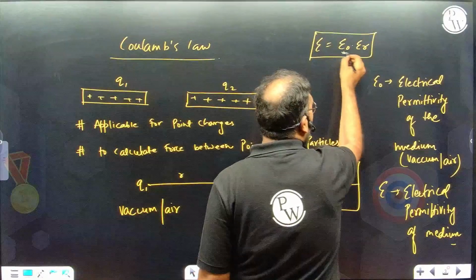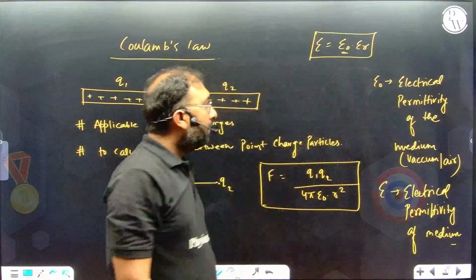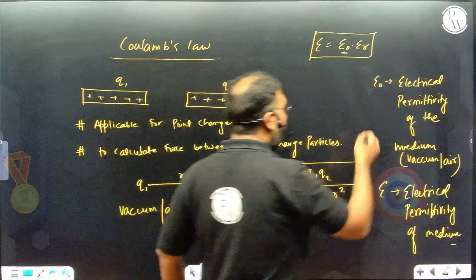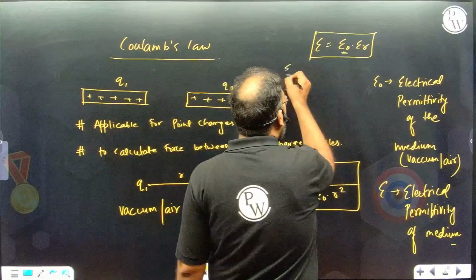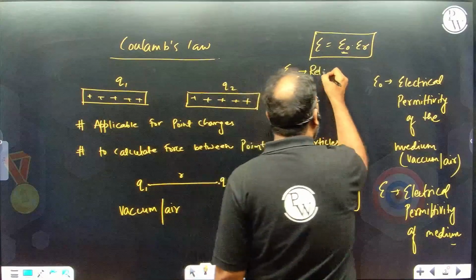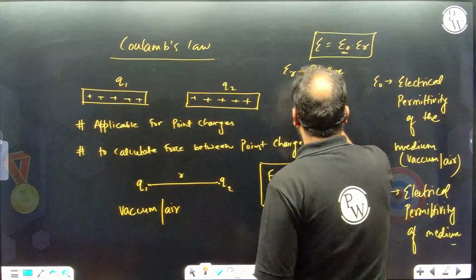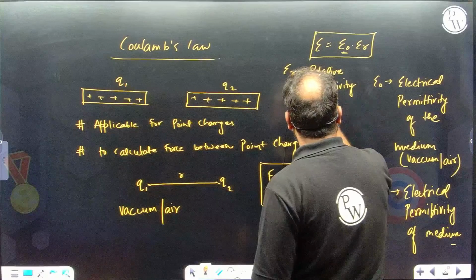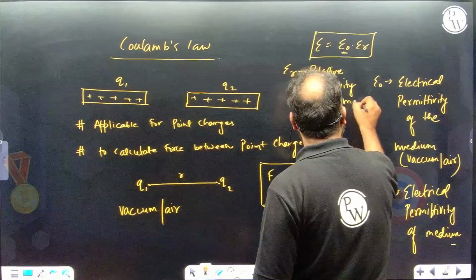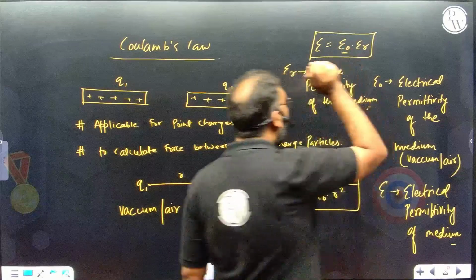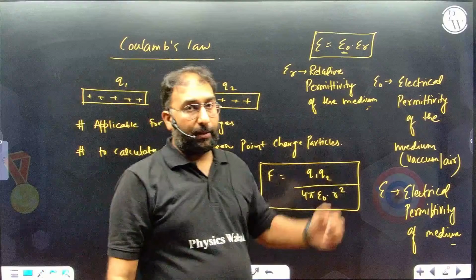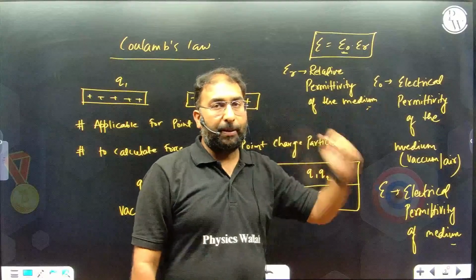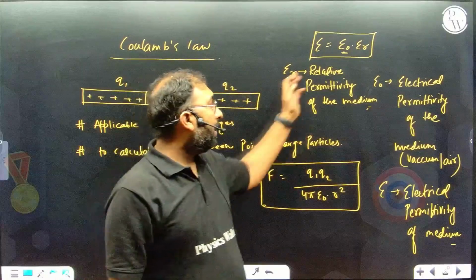You know that epsilon naught is the permittivity of the vacuum or air, and epsilon r here is known as the relative permittivity of that medium with respect to air. So epsilon r is the relative permittivity of the medium, the permittivity of the medium with respect to air. I have taken air or vacuum as my reference, and with respect to that, if I am defining the permittivity of any medium, that will be known as relative permittivity.